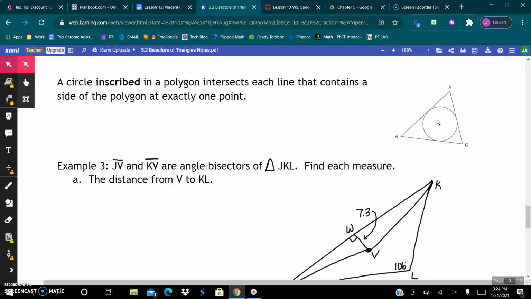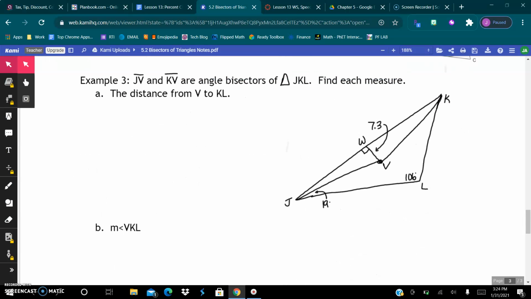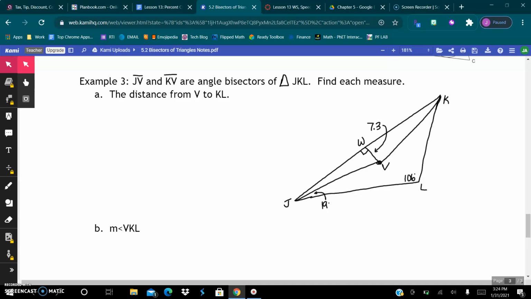A circle inscribed in a polygon intersects each line that contains a side of the polygon at exactly 1 point. So over here on the side, there's a triangle, and that circle is on the inside. Its center is that point there, O.